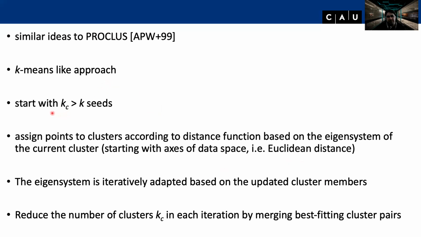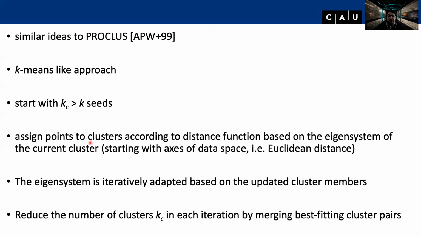The interesting point is we start in the beginning with KC initial seeds, where KC is larger than the expected K. Now you may say, why, or how, and when? The idea is that we have in the beginning more seeds than actually expected, or actually defined by the user parameter K, and these are then merged with each other over the iterations. So it works as follows.